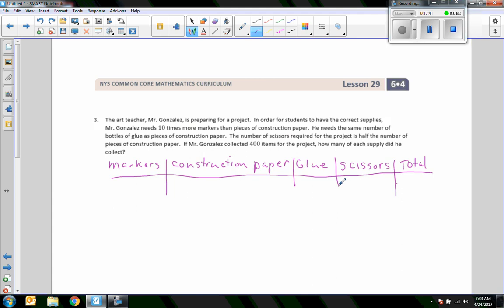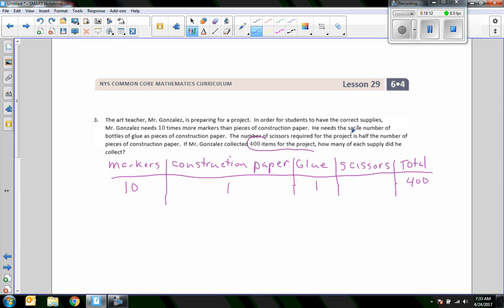Okay, so here's what we have. We have markers, construction paper, glue, scissors, and total, and we know the total is, if Mr. Gonzalez collected 400 items for the project, that's my total. How many of each supply did he collect? Now we look at the amounts. Mr. Gonzalez needs 10 times more markers than construction paper. So I put a 1 there, 10 times 1 is 10. He needs the same number of bottles of glue as pieces of construction paper, so glue is also 1.